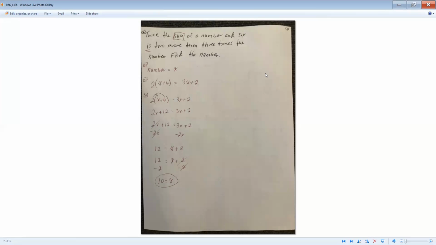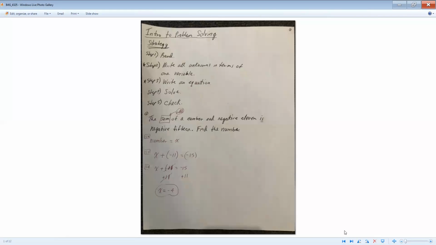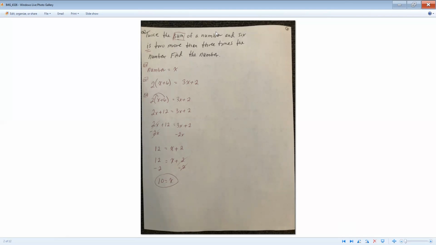Here we have twice the sum of a number and 6 is 2 more than 3 times the number. Find the number. So once again, all we have is one unknown, which is the number. And we don't want it twice the number, we want it twice the sum of a number and 6. So the sum of a number and 6 is x plus 6. We just finished talking about in the last one how sum is equal to addition. So the sum of a number and 6 is x plus 6. Then we multiply that times 2. So we use parentheses to multiply 2 times the sum of x plus 6.